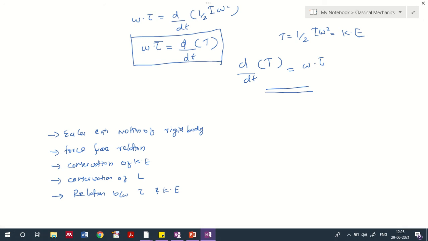Hope you are clear with the discussion. If you have any doubt on this discussion, you can ask me now. The importance of Euler's equation of motion is that it represents a rotating rigid body, whereas Newton's law represents an inertial body, or a body at rest, where you can apply Newton's second law. That's the main thing you need to understand.